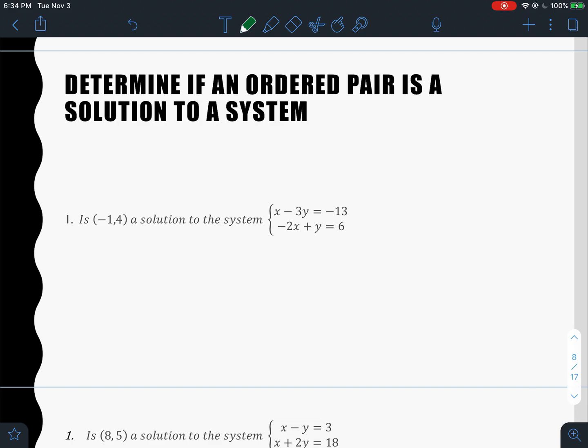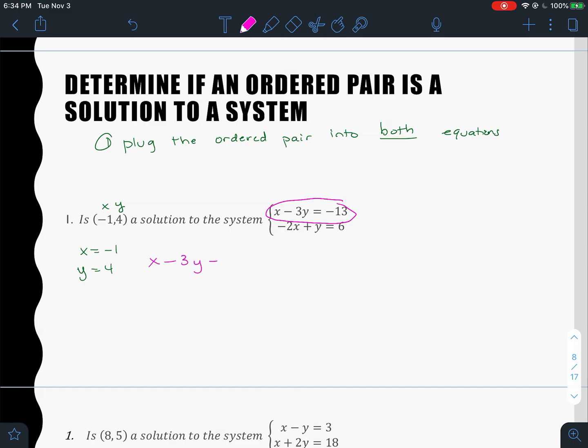So how do we know if a given solution is going to be a solution to a system of equations? Well, you have to plug the ordered pair into both equations. It has to be a solution for both for it to be a solution to the system. So is the point negative 1, positive 4 a solution to that system? Well, in the point negative 1, positive 4, x is negative 1 and y is 4. So we're going to plug in negative 1 for x and 4 for y into both of those equations and see if it's a true statement.